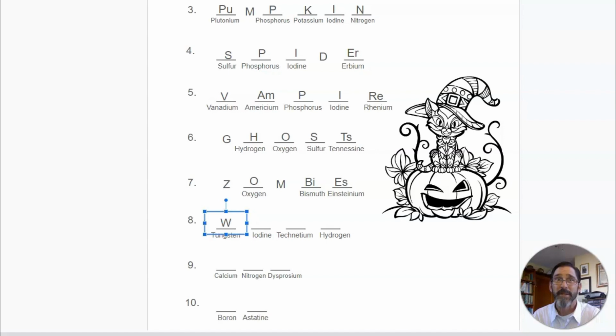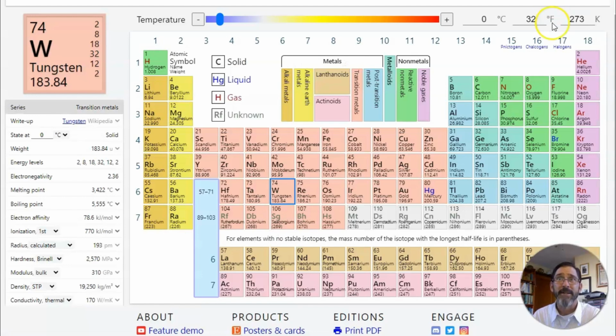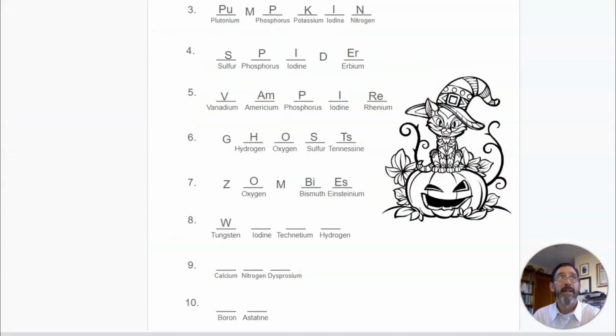The next element's name is iodine. Iodine is number 53 in the non-reactive metals. Its symbol is a capital letter I. Place the capital letter I over iodine.